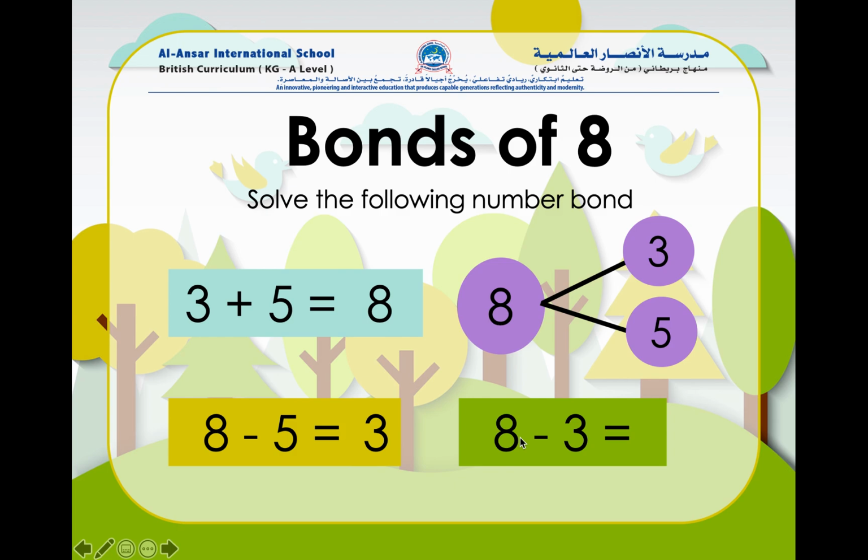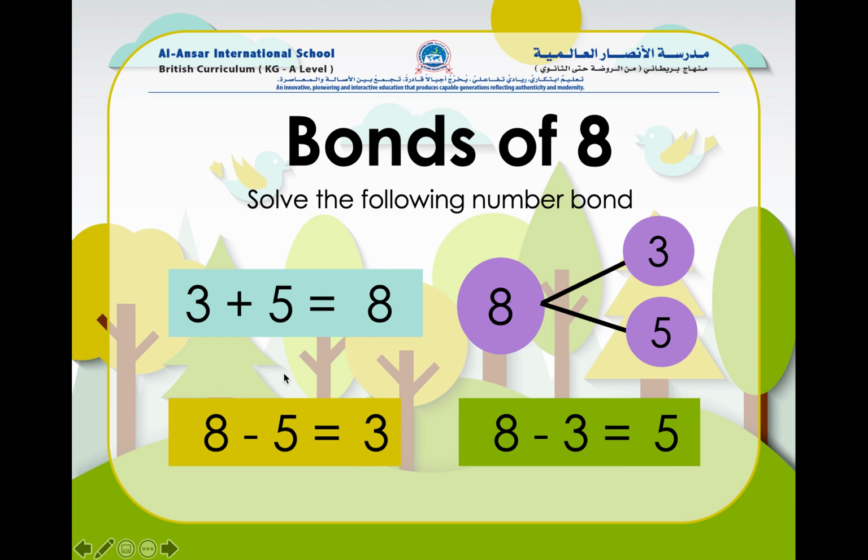Here we can see 8 minus 3. So we can do the same thing. Start with our 8 in our head and 3 on your fingers. 8 minus 3. 8, backwards. 7, 6, 5. So 8 minus 3 is equal to the number 5.